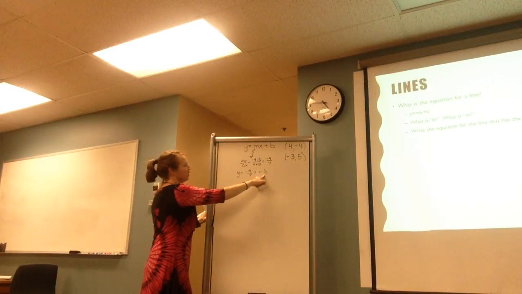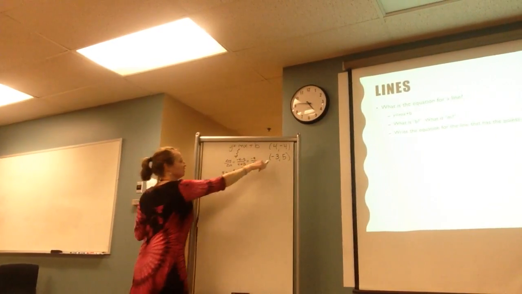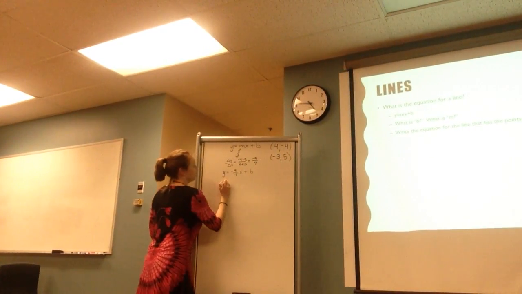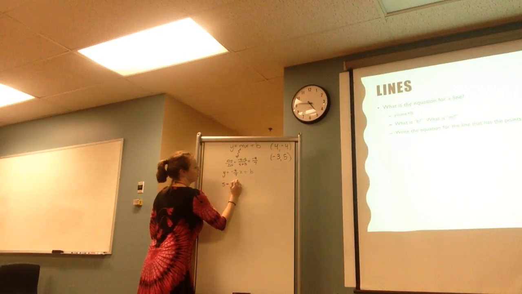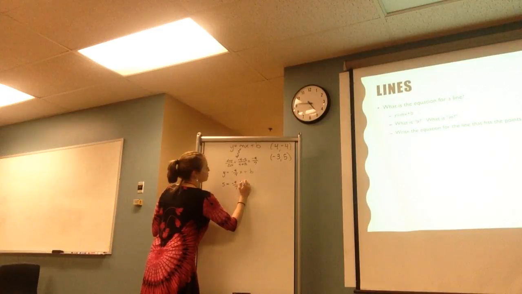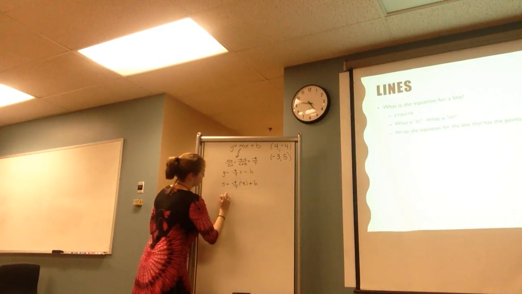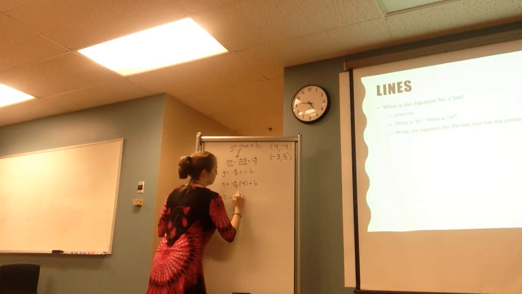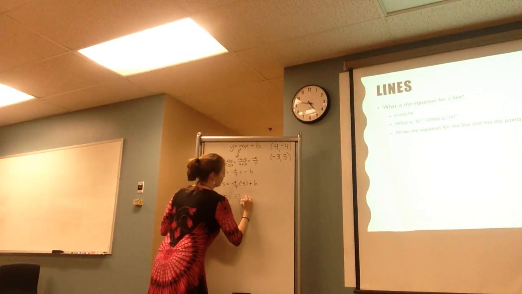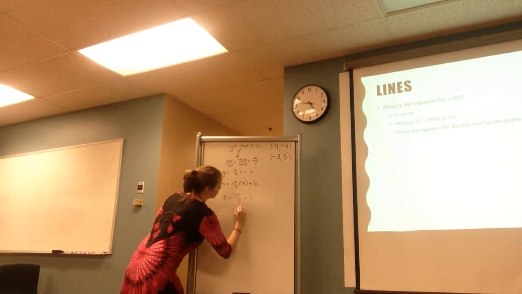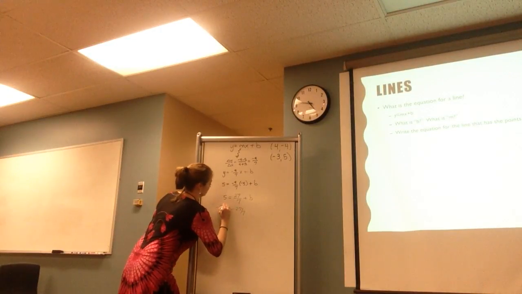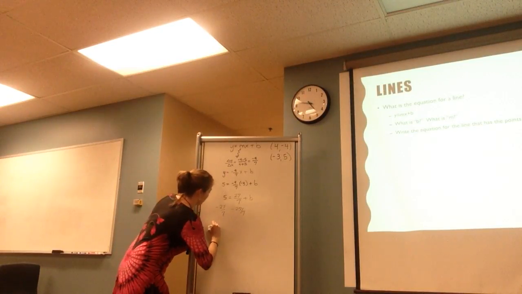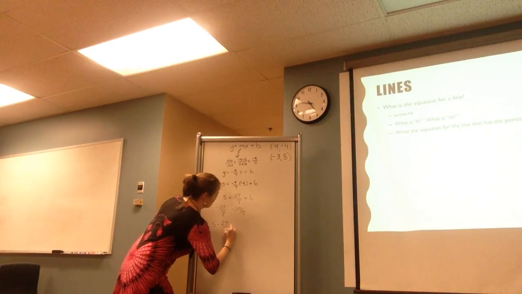We still need to find b. We can use either one of these. I use this one. Do you guys want me to use this one or this one? Bottom, the 3, 5? Okay. So then I'm going to have 5 equals -9/7 times -3 plus b. So I'm going to get 5 equals 9 times 3 is 27 over 7 plus b. I want to subtract 27/7 from both sides. So I'm going to end up with 5 minus 27/7 equals b.